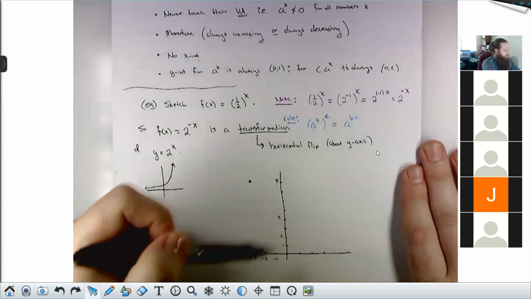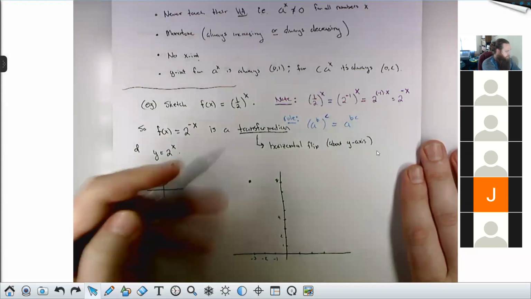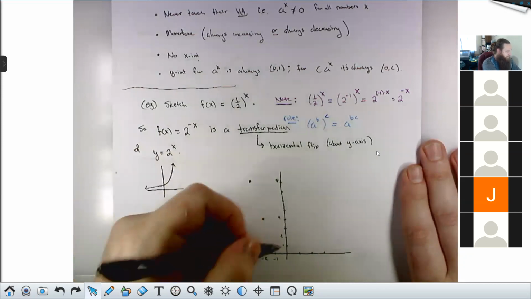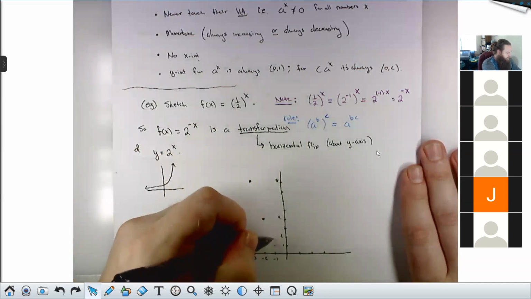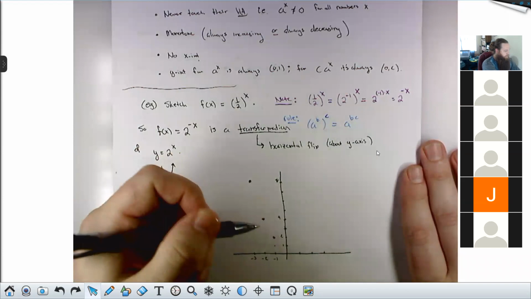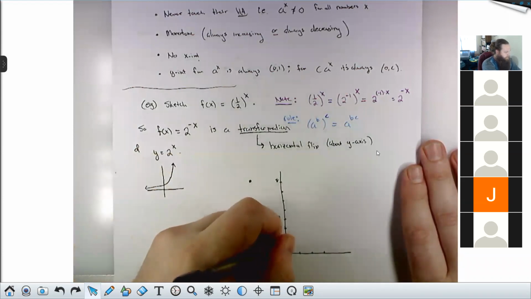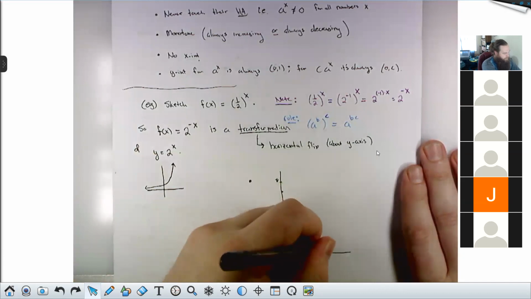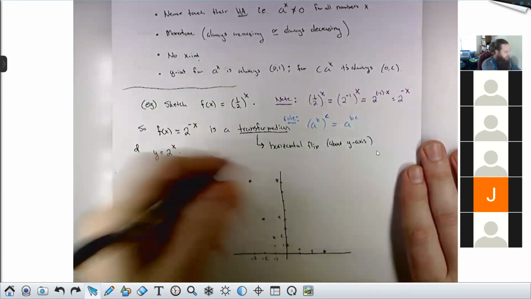On the old graph, we had positive 2, comma 4. So on this flipped graph, we're going to have negative 2, comma 4. On the old graph, we had 1, comma 2. So now we're going to have negative 1, comma 2. 0, comma 1 doesn't change. 1, comma 1/2, 2, comma 1/4, and 3, comma 1/8.